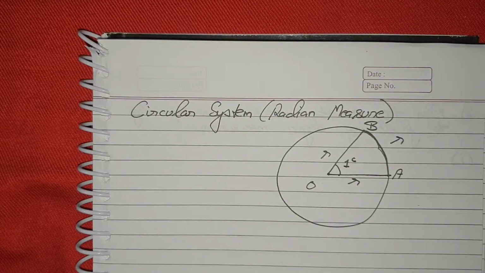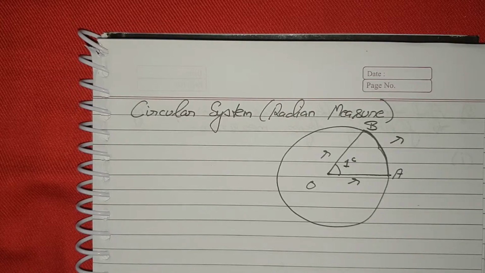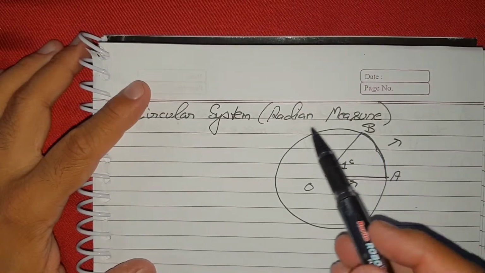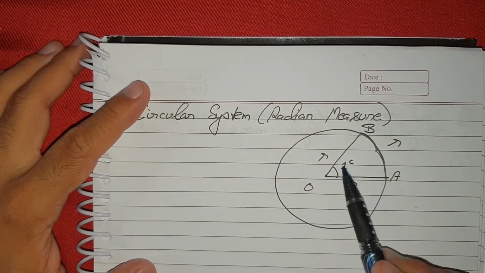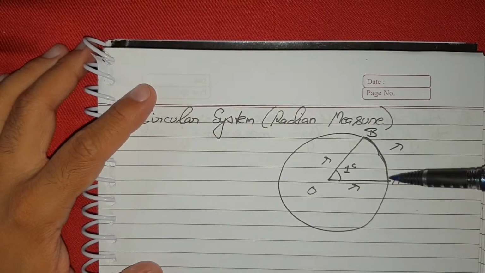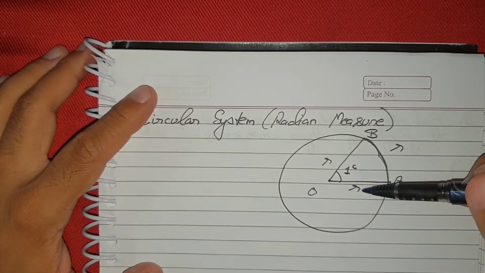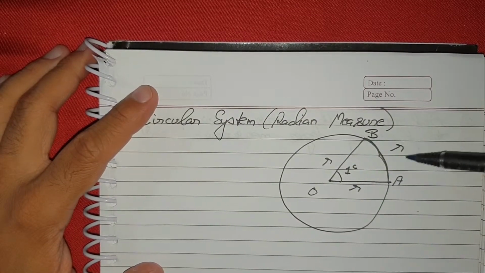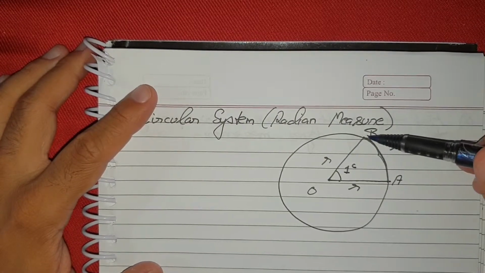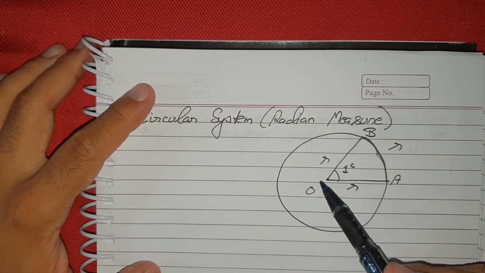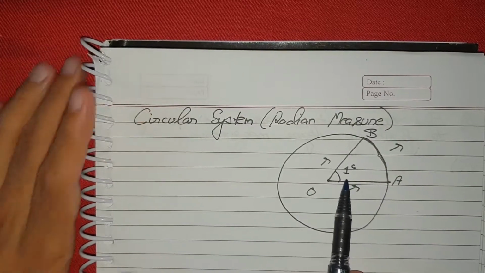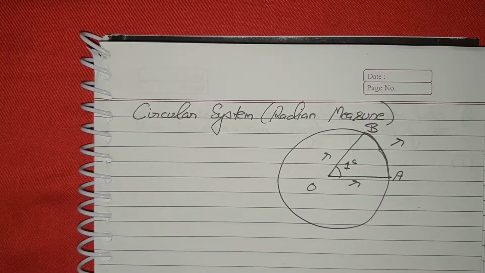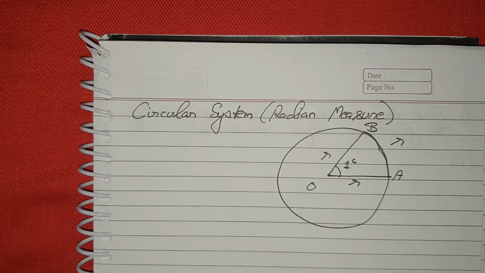Now, how to define a radian? A radian is an angle subtended at the center of a circle by an arc whose length is equal to the radius of the circle. Now consider this circle whose radius is r, and this is an arc whose length is the same as the radius. So the radius is r, so this arc length is also of the same radius r. So the angle subtended by this arc at the center is known as 1 radian, represented as 1, and in superscript we write small c, that is 1 radian.